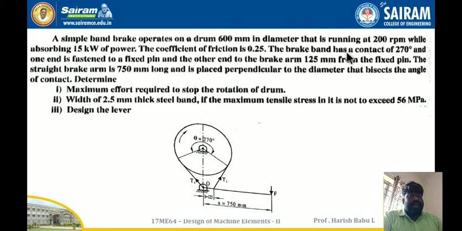The brake band has a contact of 270 degrees and one end is fastened to the fixed pin. The other end of the brake is connected to the brake arm, 125 mm from a fixed pin. The brake arm is 750 mm long and is placed perpendicular to the diameter that bisects the angle of contact. So you have to determine the maximum effort required to stop the rotation of the drum.